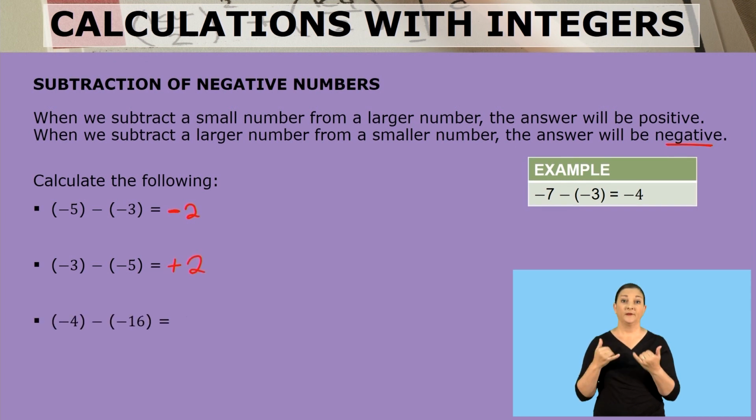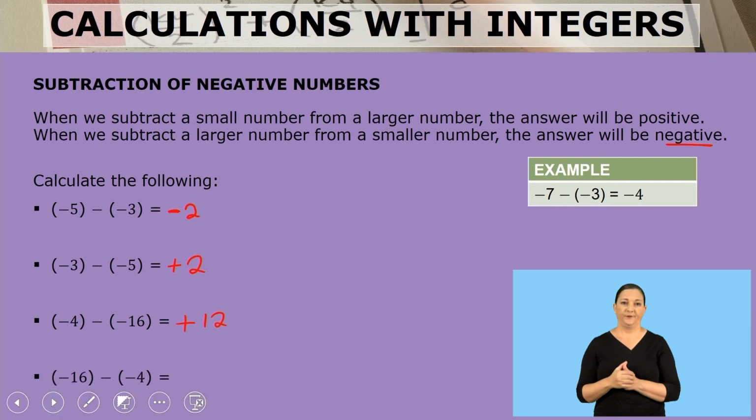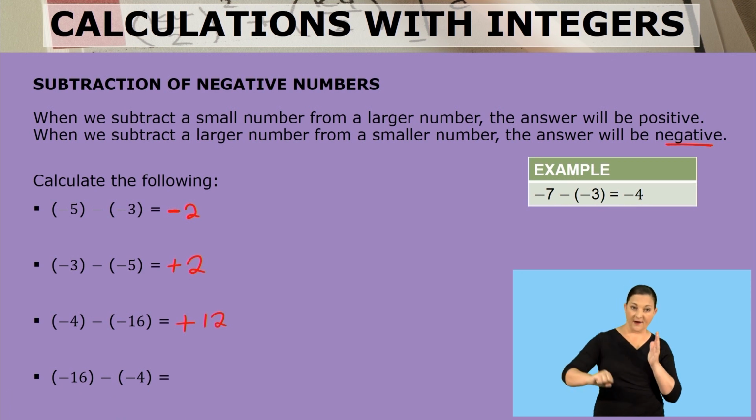So now we have a negative 4 minus a negative 16. Now because negative 16 is smaller than negative 4, that means that our answer is going to be a positive. So negative 4 minus negative 16 is going to give us a positive 12. And the last one is negative 16 minus negative 4. Negative 4 is bigger than negative 16. So that means that our answer is actually going to be a negative, and the final answer there is a negative 12.